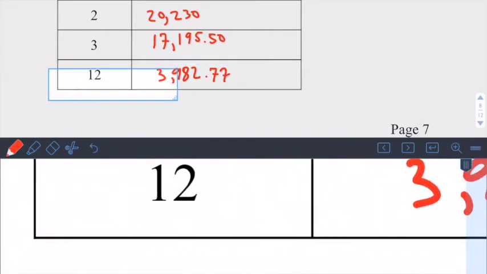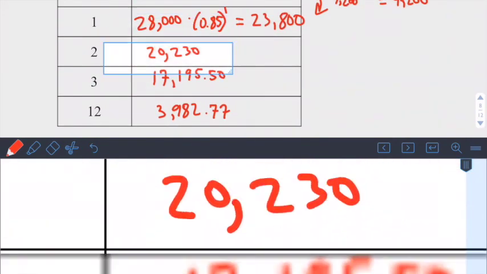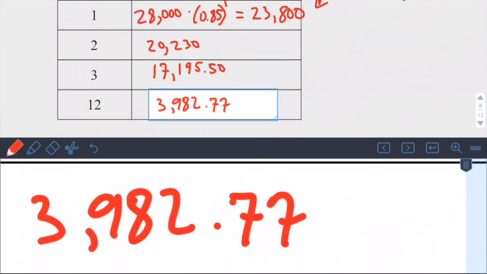After 12 years, that car is now only worth almost $4,000. So it lost a lot of value as it goes through the years. It goes pretty quickly.